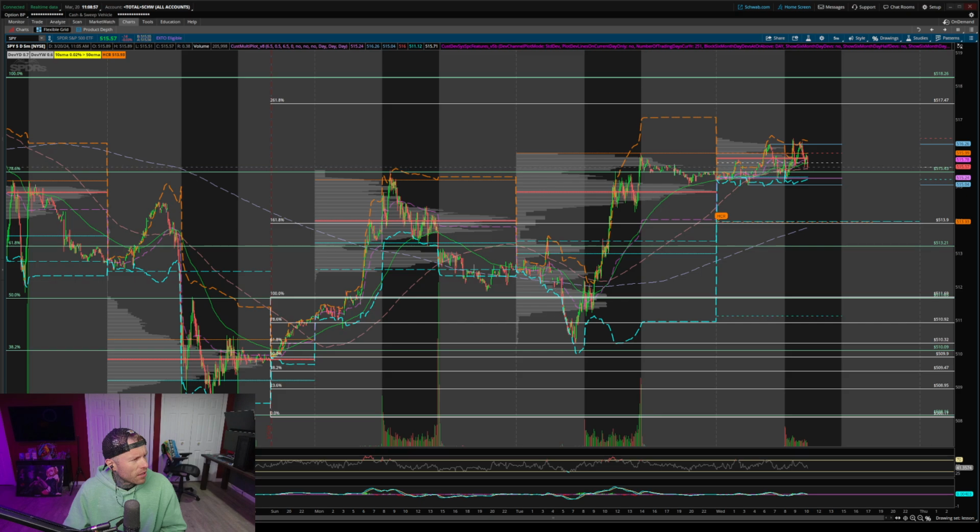One second. I have orders and a bunch of stuff on here right now, and the QQQ is making a little bit of a move. So I want to pay attention here real quick. Sorry.